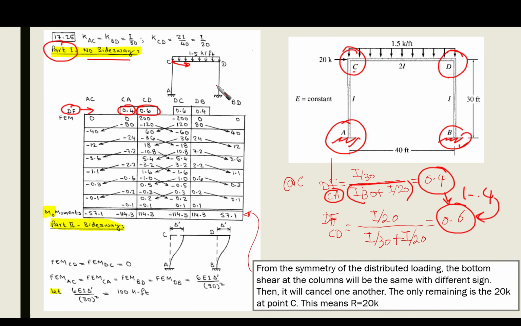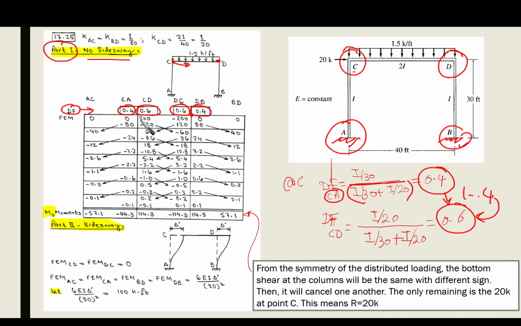If you are going to apply the same philosophy at point D, because of symmetry, you are going to find everything the same. So here it is going to be 0.6 and here it is going to be 0.4. So do not spend too much time in calculation of the distribution factor. It can be obtained easily just by investigation.